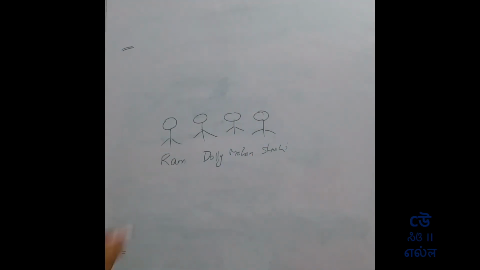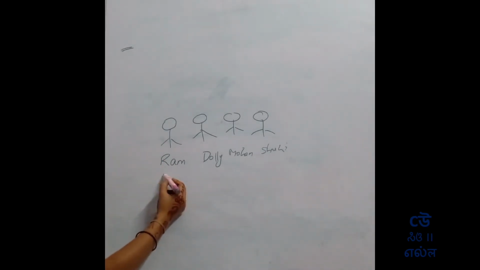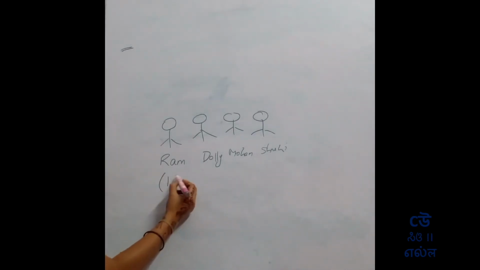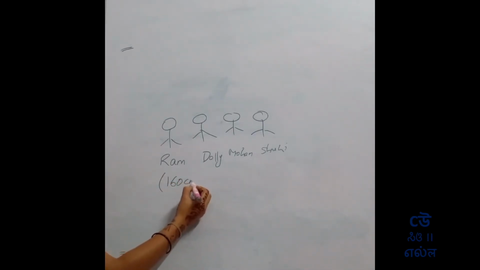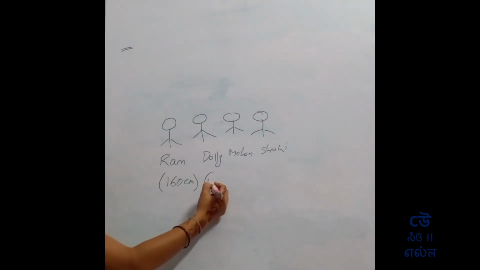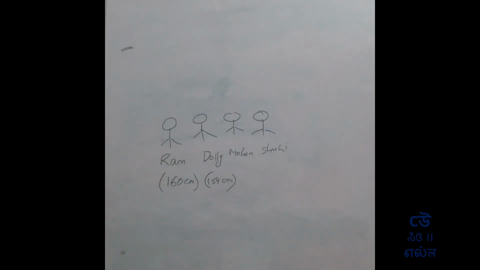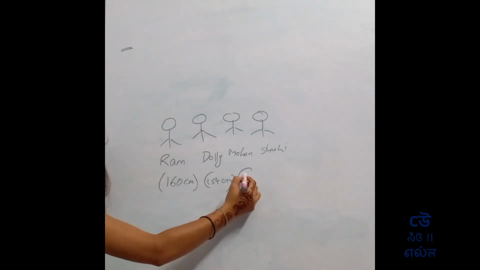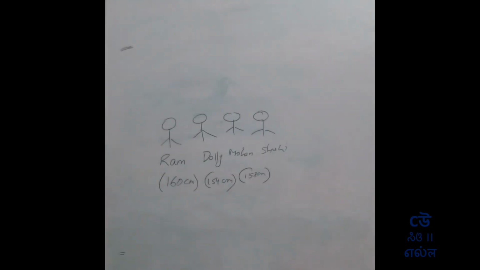So the name called Ram, the height of the person is how much? 160 kilometer. So the person named Dolly, what is the height of that person? 154 kilometer. Next, the height of Mohan is 158 kilometer. Next, Shashi.